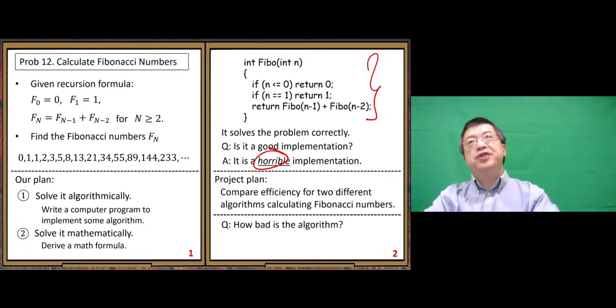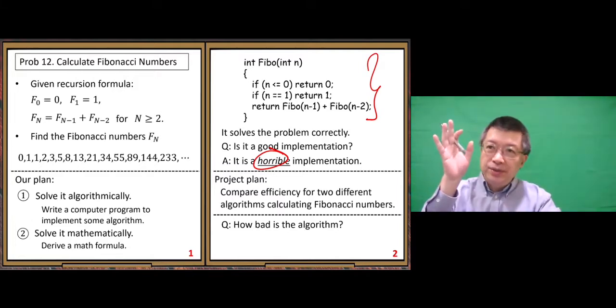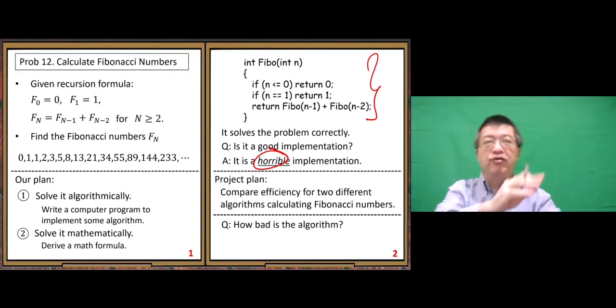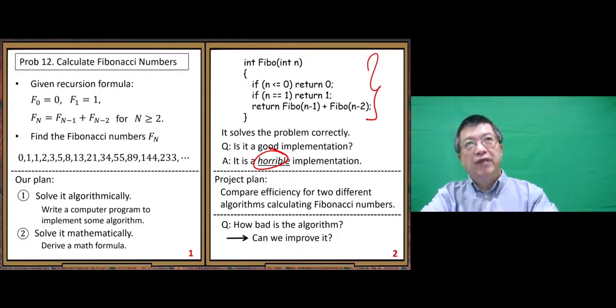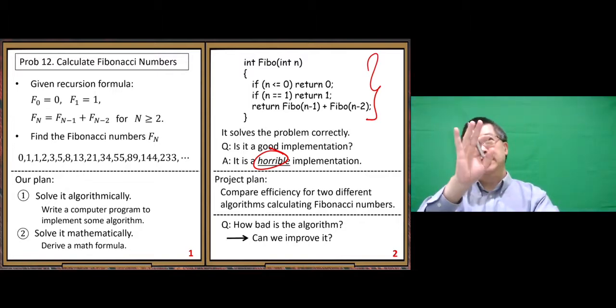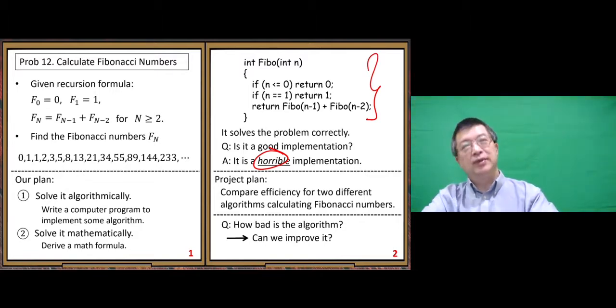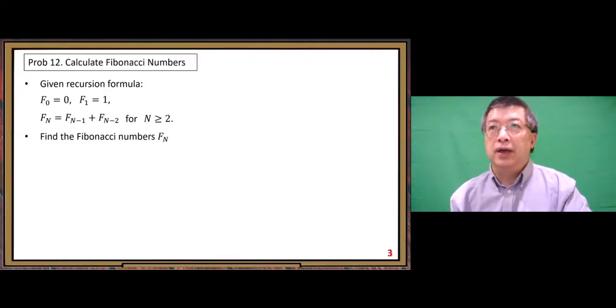Question, how bad is the algorithm? So we try to see it. Before we do our experiments, we want to see a little more information on that part. Another question, can we improve it? If we find it is not quite good, can we do a little better? Those questions we need to answer. So let's continue our discussion.